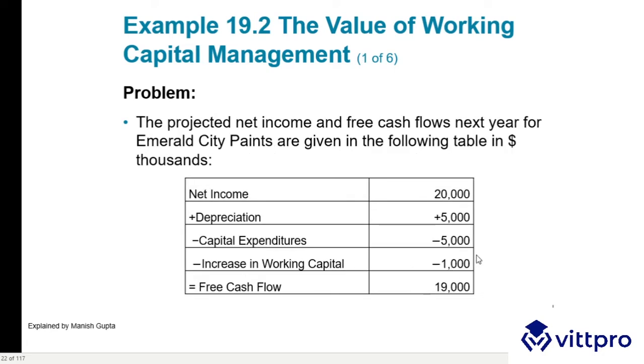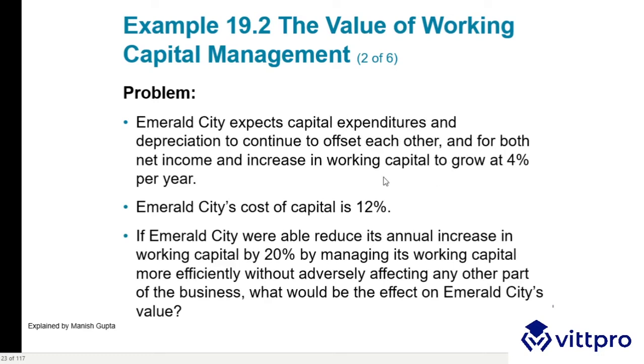Normally there will be an increase in the working capital by 4% every year if they don't do anything. So if they don't do anything, the net income will grow at 4%. The depreciation and capital expenditure will offset each other. Working capital will also increase at 4%, right? That is, the overall free cash flow of 19,000 will continue to grow at 4%. So how will you value the firm? The value of the firm is free cash flow divided by R minus G, right? So 19,000 divided by 12 minus 4.